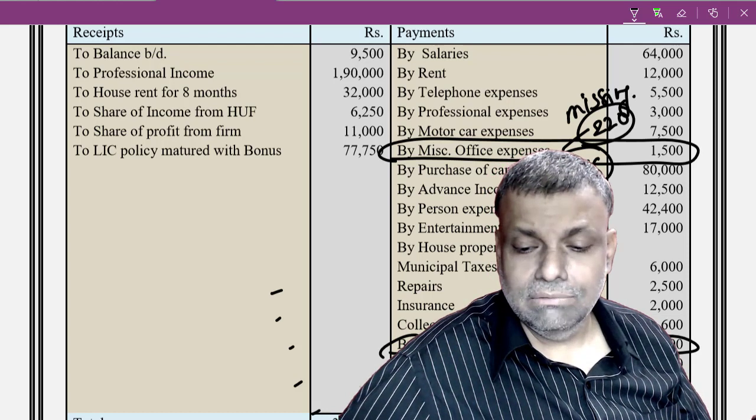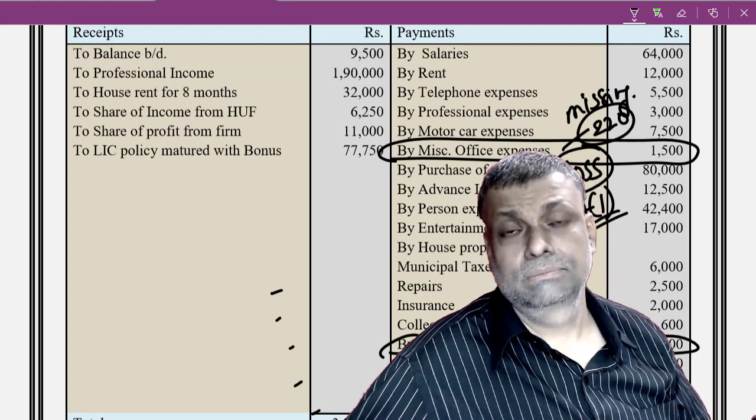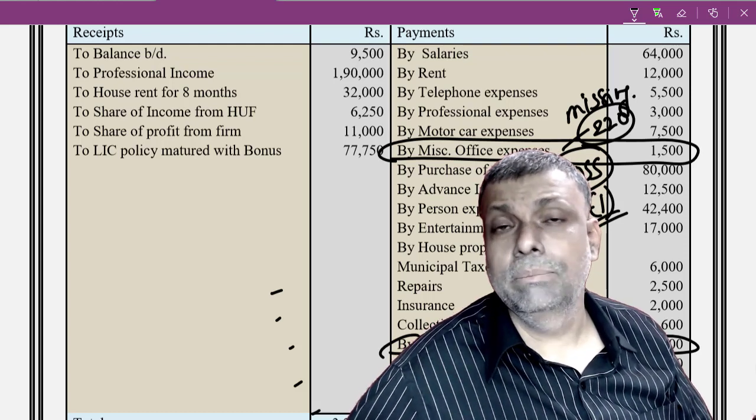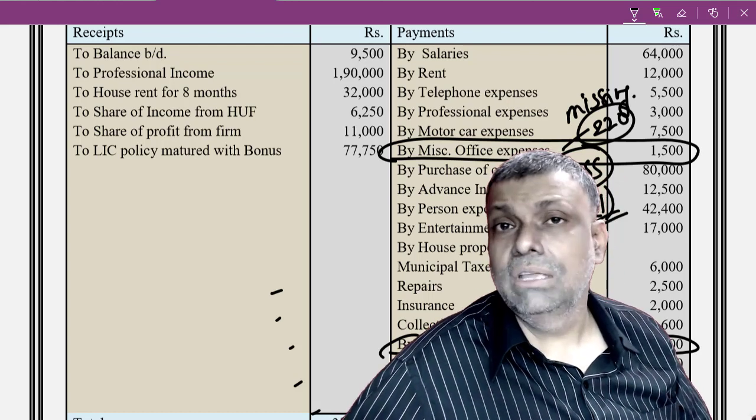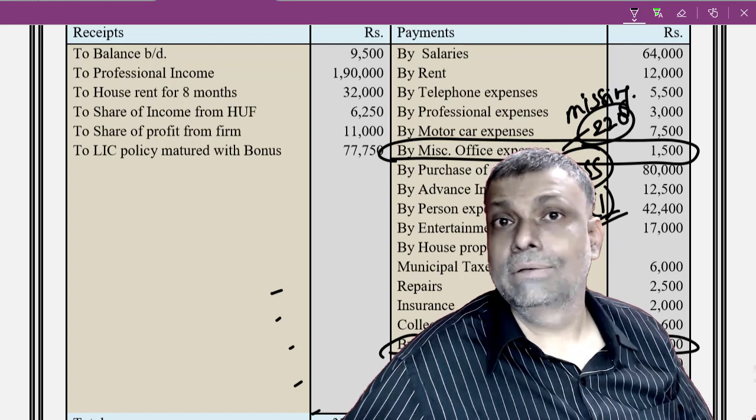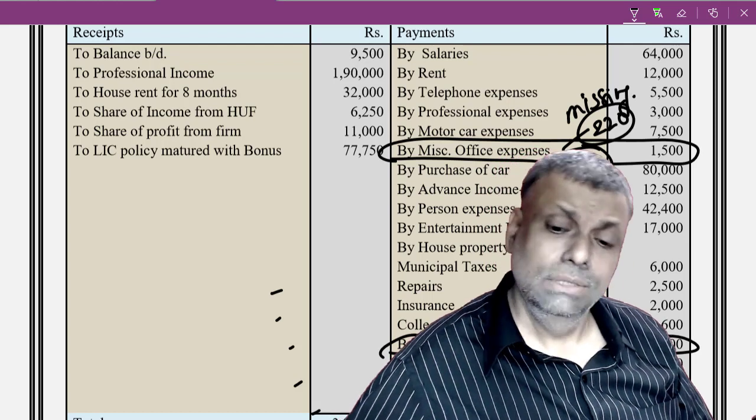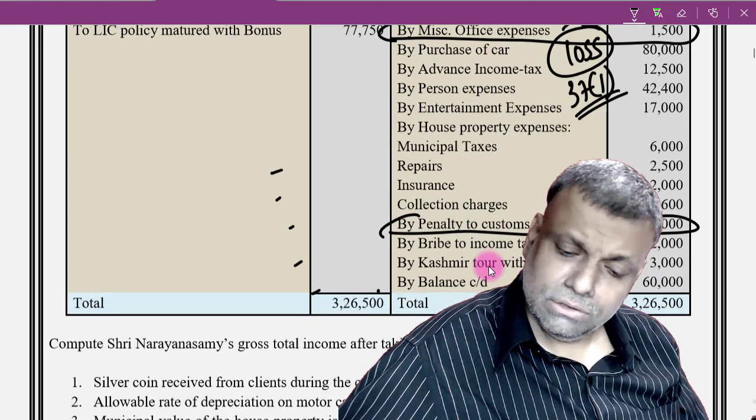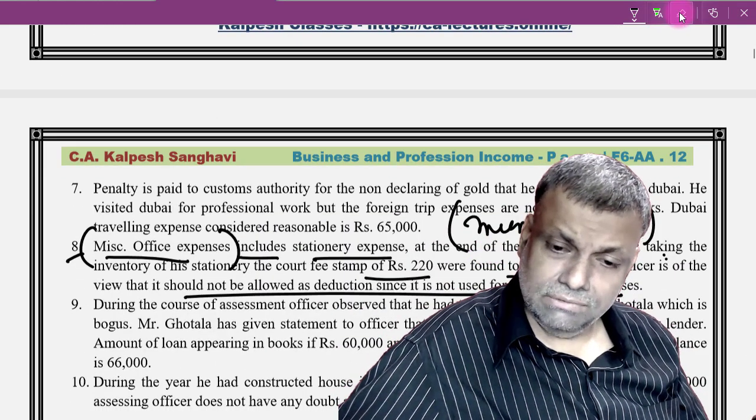See section 37(1), it refers to where the assessee has incurred an expenditure. So where is the expenditure? The 220 rupees you have not spent but for the profession. It is basically something which you have lost, and something which you have lost is not an expenditure. It is not the money that you have spent for business and profession. So the officer says that I am not going to give you the deduction. Fair enough.